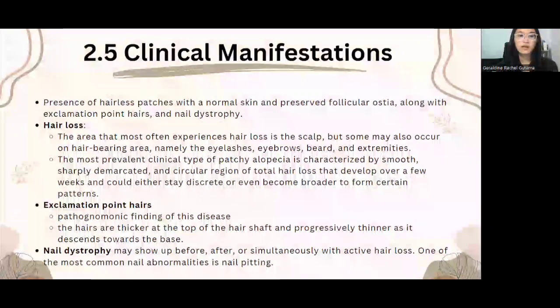Exclamation point hairs are a pathognomonic finding of this disease, where the hairs are thicker at the top of the hair shaft and progressively thinner as it descends toward the base. Nail dystrophy may show up before, after, or simultaneously with the active hair loss, and one of the most common nail abnormalities is nail pitting. That's all from me. Thank you.